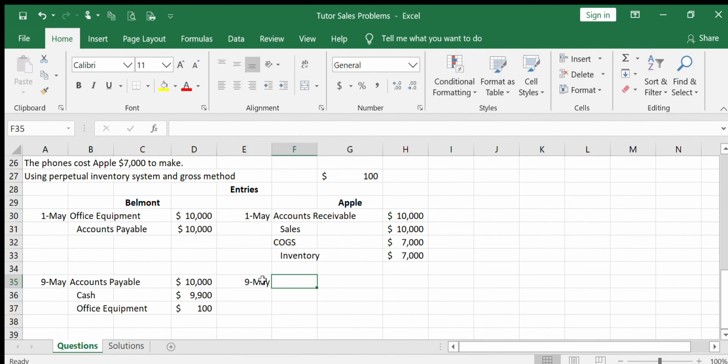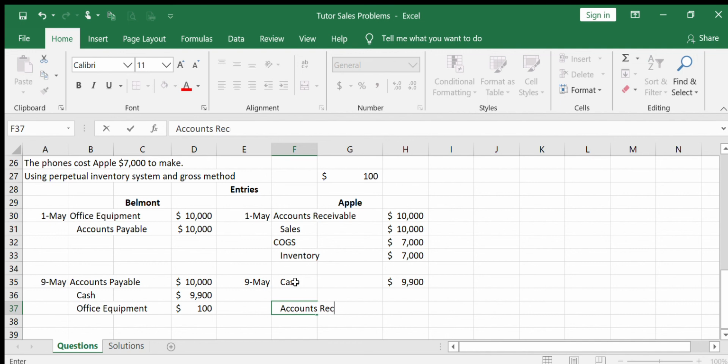So what do we do from Apple's perspective if Belmont pays them back on May 9th. So they're only going to get cash of $9,900, and they're going to completely zero out their accounts receivable, which was $10,000. So we're going to credit that. So that means that we have $100 left over to debit. So what we're going to do here is we're going to debit sales discount.